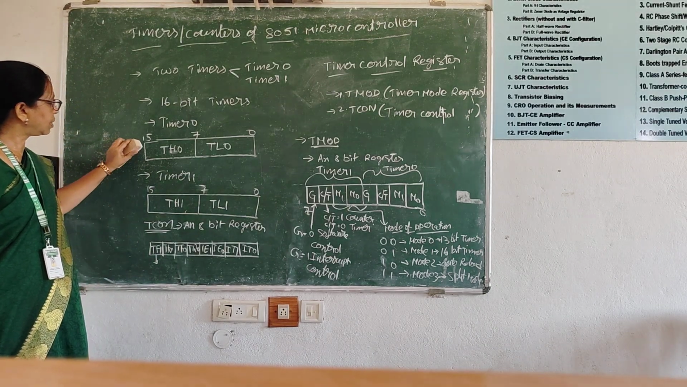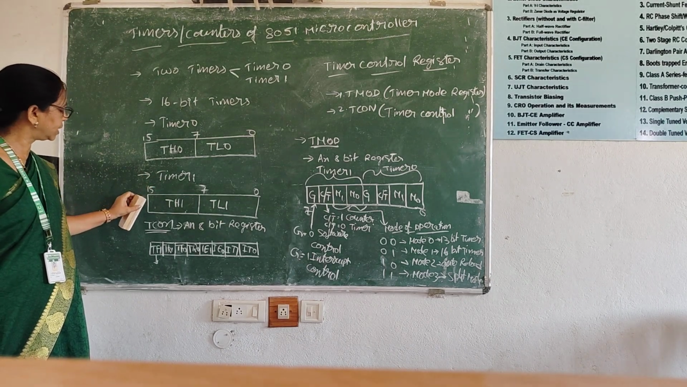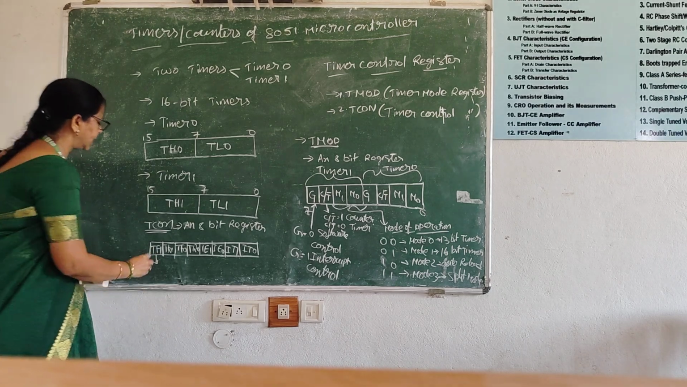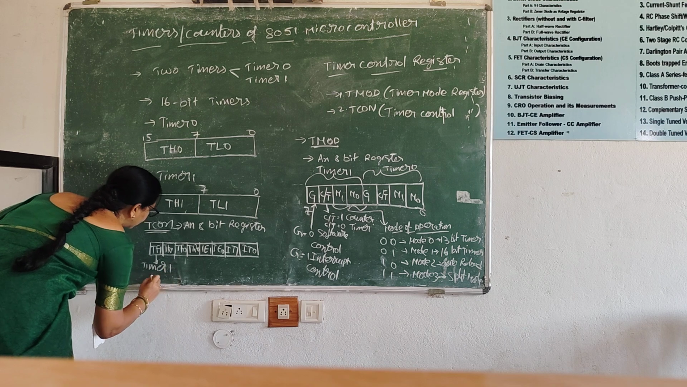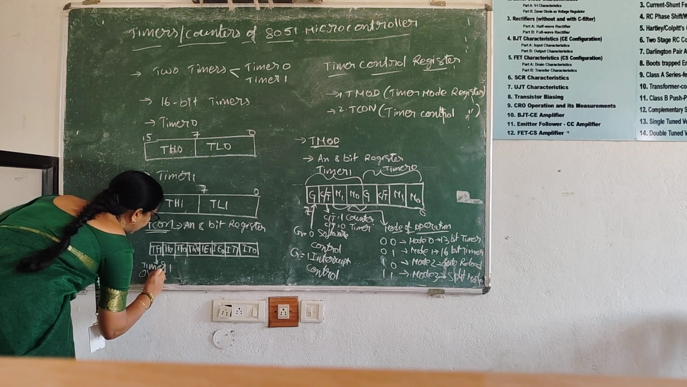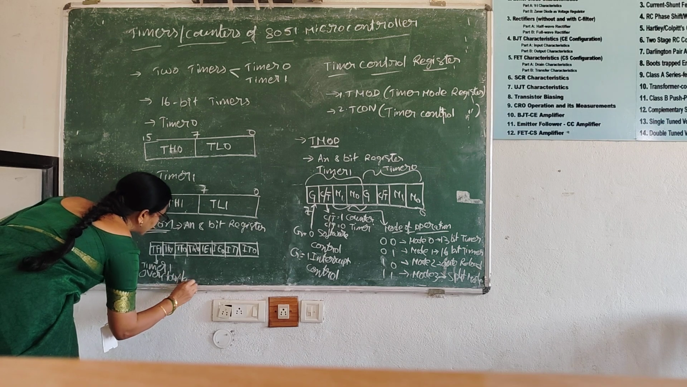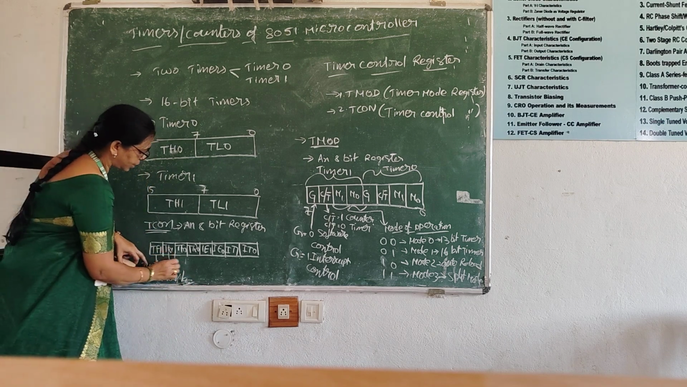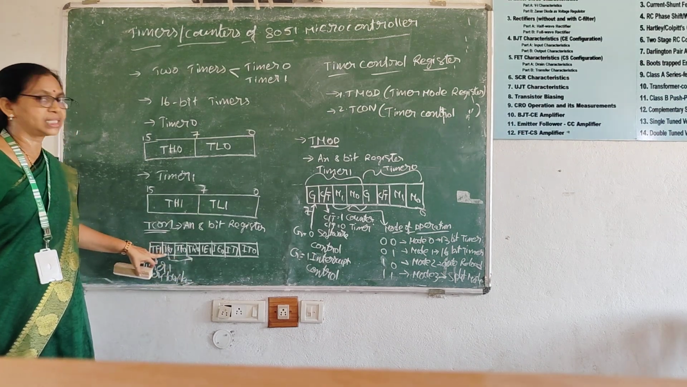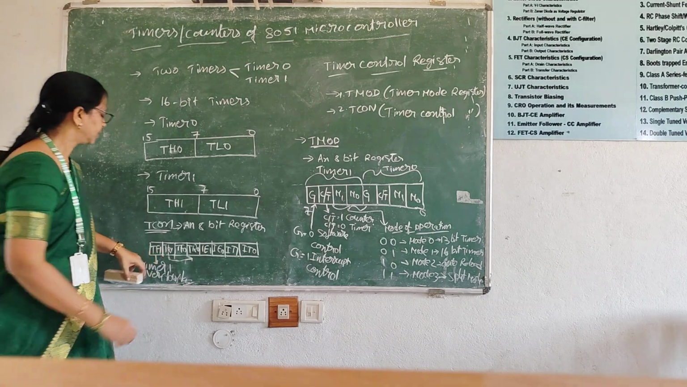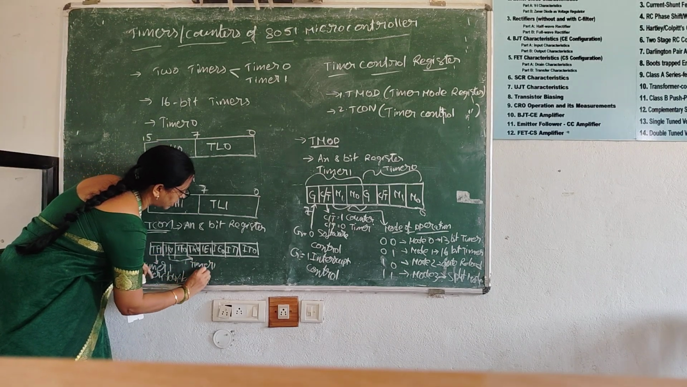For the overflow flag TF1, if the timer 1 register counting is completed, then the flag will be set. We call it the timer 1 overflow flag. The programmer can run timer 1 by setting this bit TR1, timer 1 run.